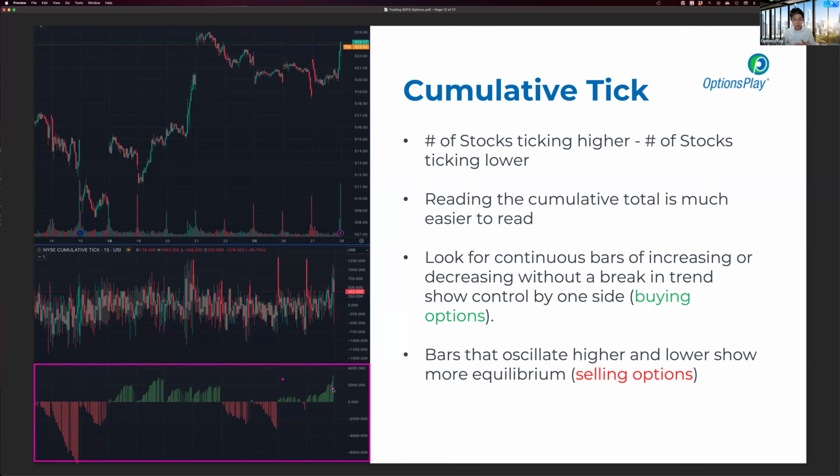When you do get those continuous bars of increasing or decreasing values, that's when you see that buyers or sellers have control. Those are your opportunities to be buying options. And then when you see them oscillate around a specific value, like some of these days that I'm showing you here, those are more option days where you want to be an option seller. And the red or green bar just gives you a sense for whether buyers or sellers have a bit more control on that given day.